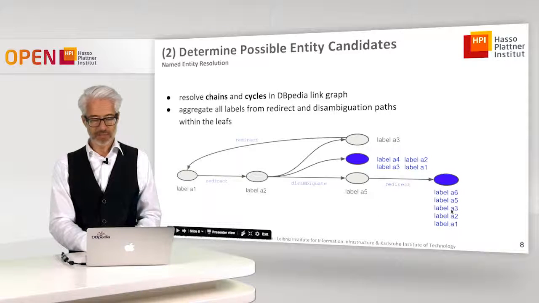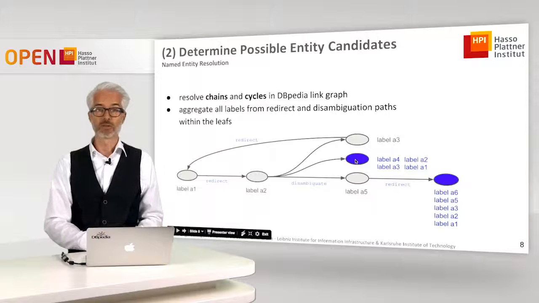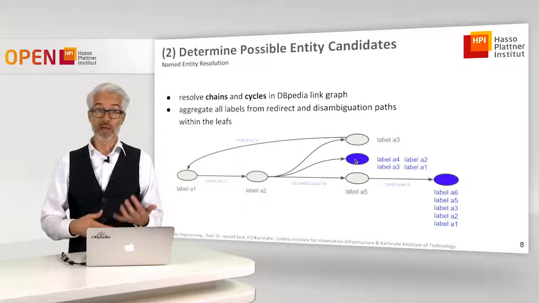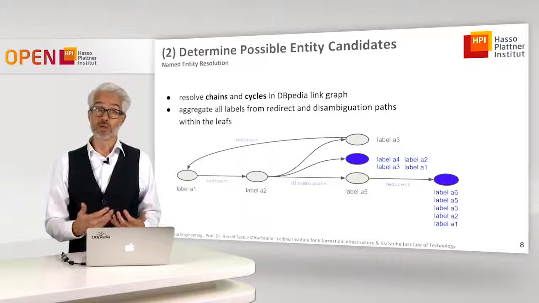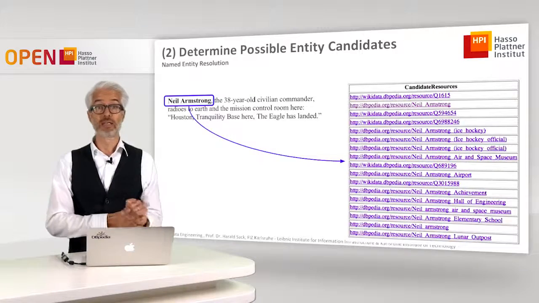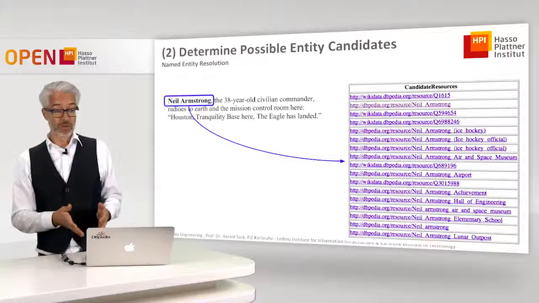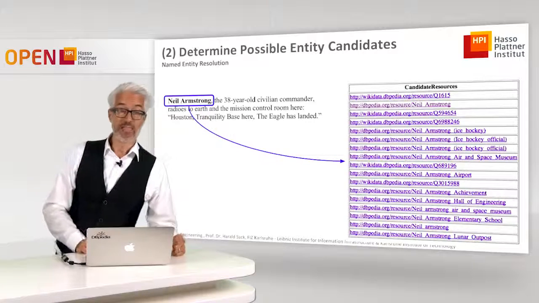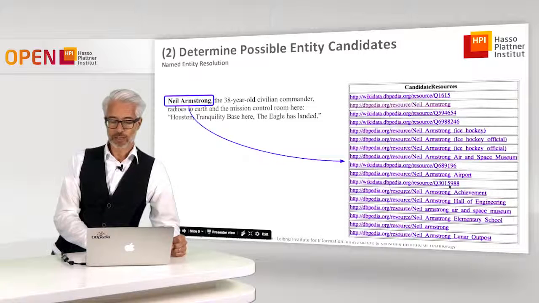So this will be the names which refer to exactly this entity, and this will be the names which exactly refer to that entity. And in this way, you can build up a so-called gazetteer that you are using to determine all the possible candidates for a given text. And then, for example, if you are looking for all the possible candidates for Neil Armstrong, you may find a candidate resource list which looks like that.